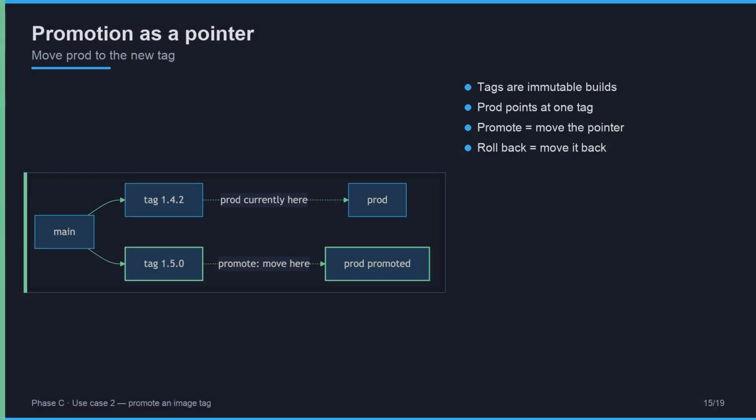See it as pointers. Main produces a stream of immutable tags. Prod currently points at 1.4.2. Promoting means moving prod's pointer to 1.5.0, the new build. The change is a redirect, not a rewrite. And if 1.5.0 turns out to be bad, you move the pointer straight back.